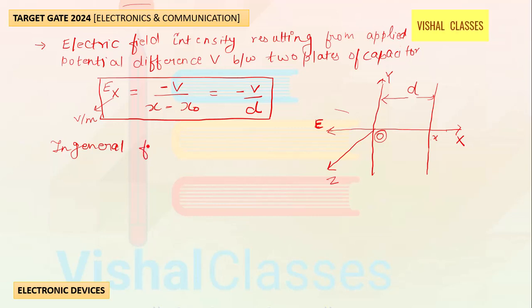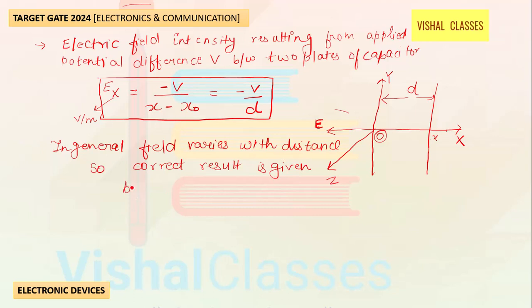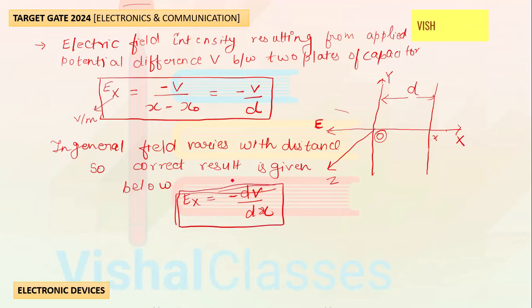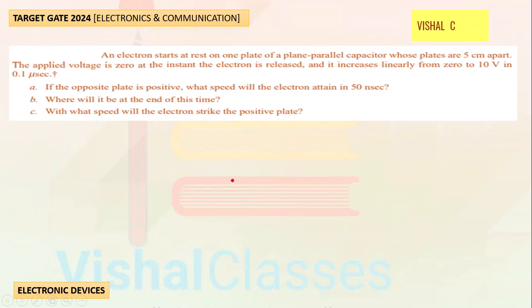In general, the field varies with distance. So the correct result is given below. The electric field is given as minus dV by dx. In general, Ex is given as minus dV by dx. Okay, see next question.